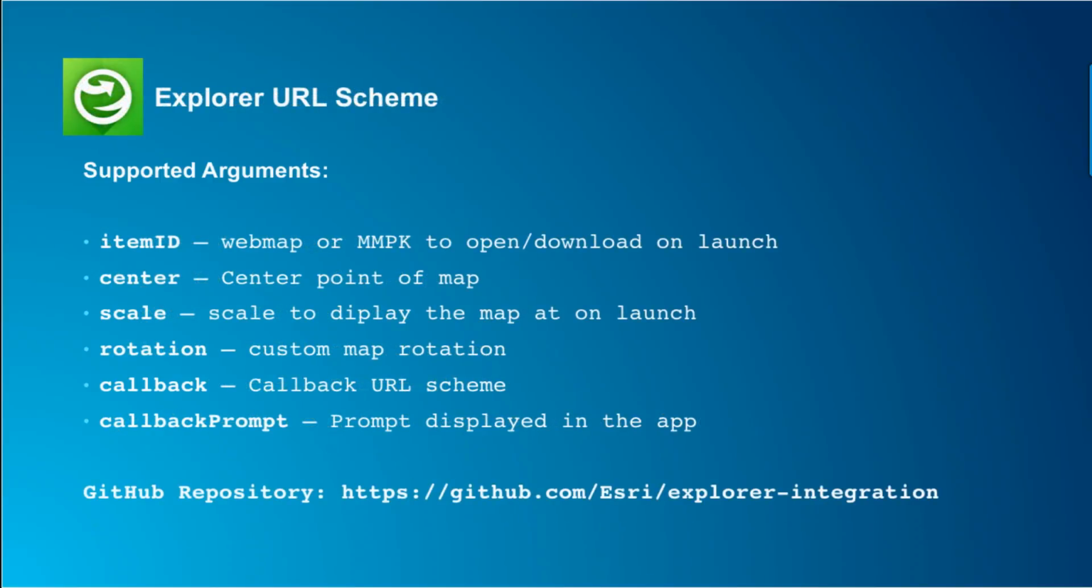The Explorer URL scheme, I showed the item ID. So here you could pass an item ID of a web map or a mobile map package. If you pass in a mobile map package and it's not already on the device, we'll automatically start downloading it for you and then prompt you once downloaded if you want to jump over to that map. There's a center parameter to center the map, and also a scale, so you can get the right center and scale based on what you want in the map. Finally, there's a rotation parameter, and again, we support the callback and callback prompt arguments. There's a link to the GitHub repo, same kind of naming convention.